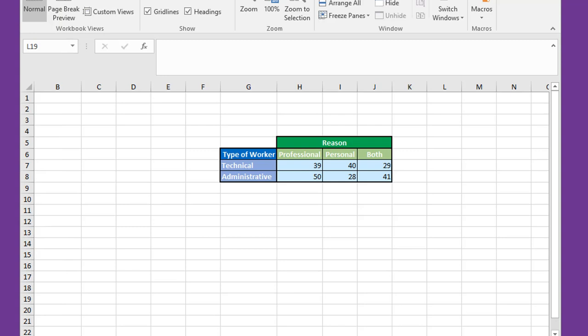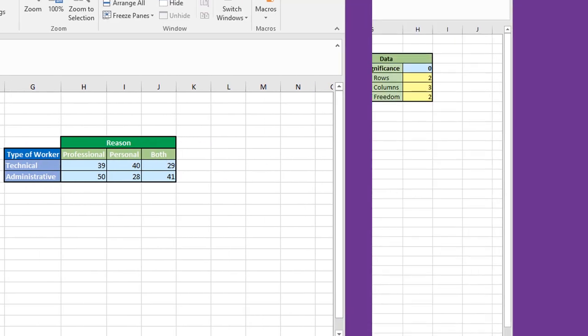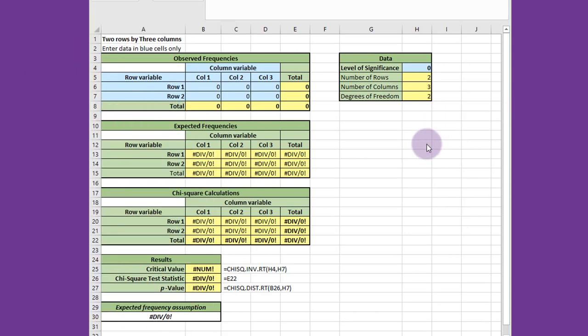In your assignment materials, there are a number of chi-square calculators. In order to pick the right one, you need to look at your data, and here we see that we have 2 rows, the type of workers, and 3 columns, the reasons. You should find this 2x3 chi-square calculator, and it says that we need to enter our data in the blue cells only. So let's do that. We know that alpha is equal to 0.1, so we can enter that. And now let's enter in the data.